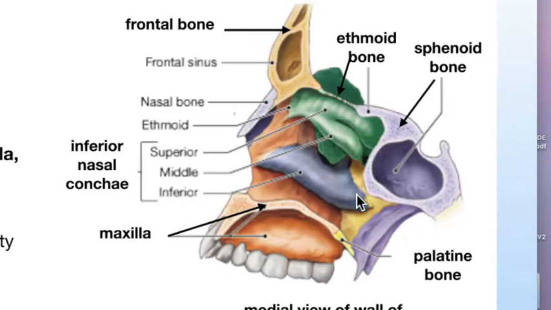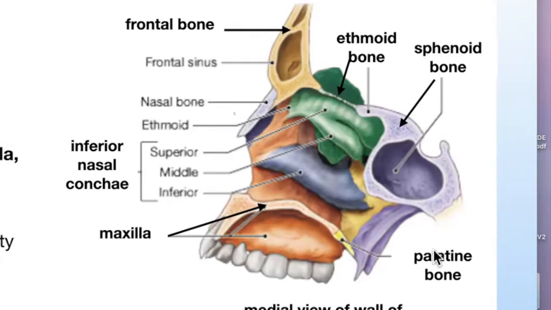inferior nasal concha. The floor of the nasal cavity is the hard palate, which is formed by the maxilla and the palatine bone. Posteriorly, the nasal cavities, the right and the left nasal cavity, open into the nasopharynx. So that would be what happens here, okay? We have the nasopharynx. Our picture doesn't show it, but there would be the nasopharynx.